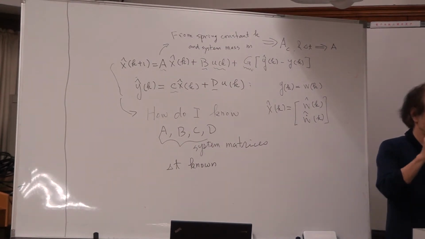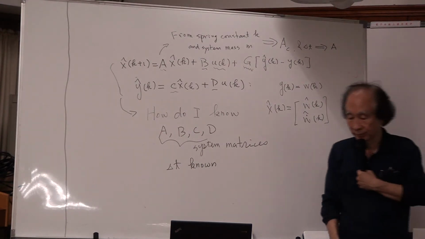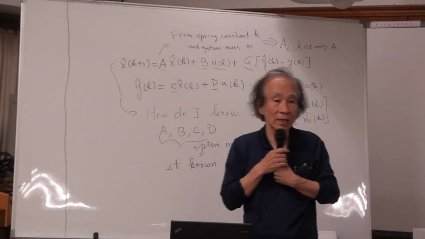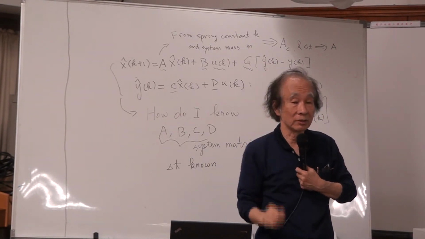Now, assume my estimated initial condition is 0, 0. That's my estimate. Can I do that? Because I don't know the initial conditions. In theory, I don't know the initial conditions.